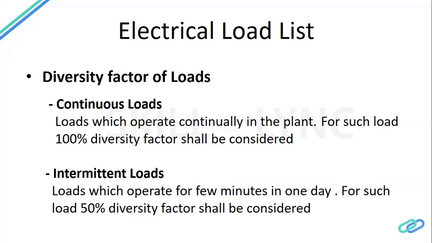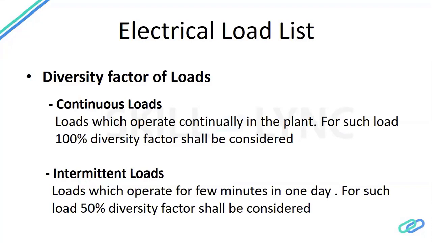There are three categories for this. First is the continuous load. These are loads which operate continually in the plant. For such loads, a 100% diversity factor shall be considered, which means we will consider full load for these loads. Next are intermittent loads. These are loads which operate for a few minutes and only one day. For such loads, a 50% diversity factor shall be considered.